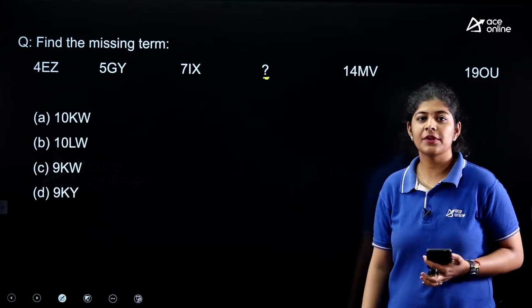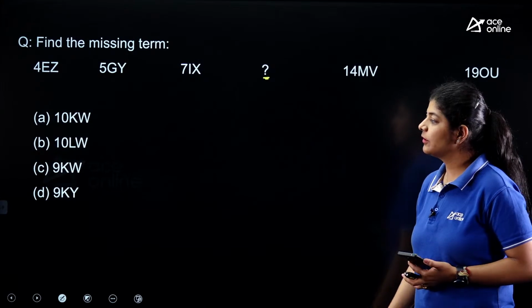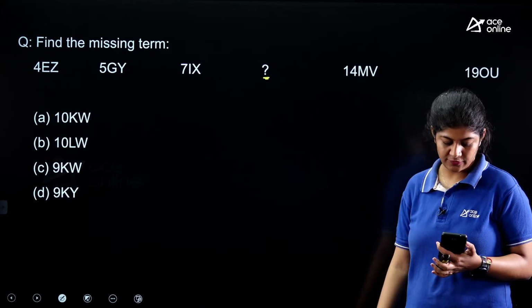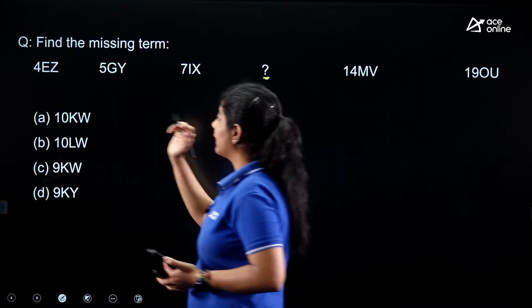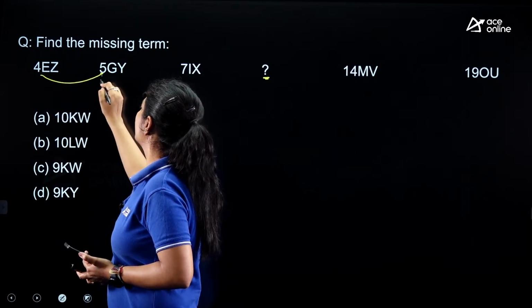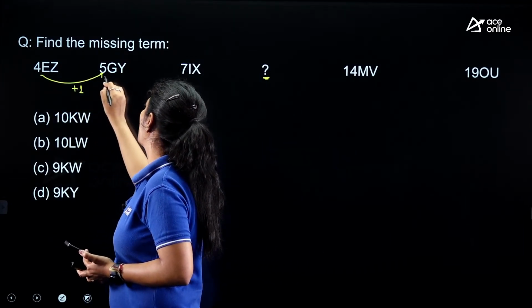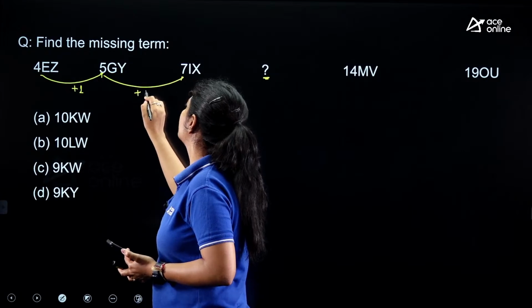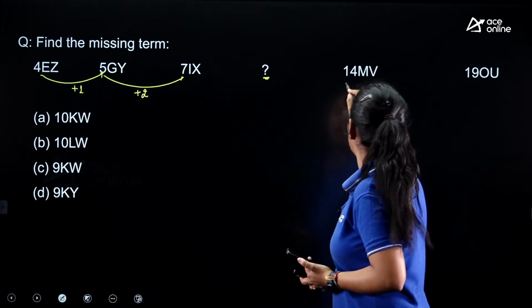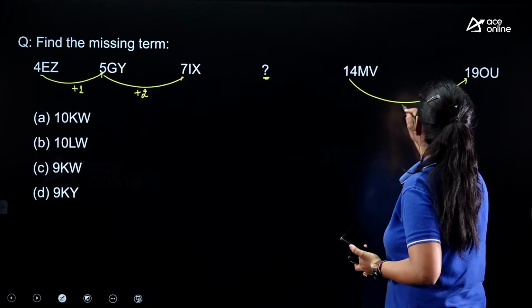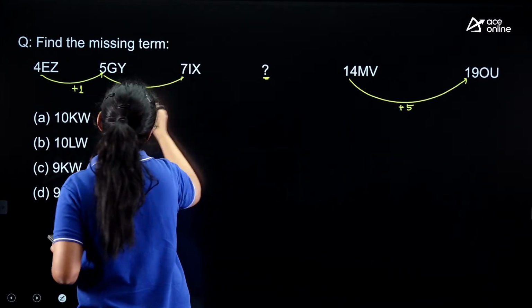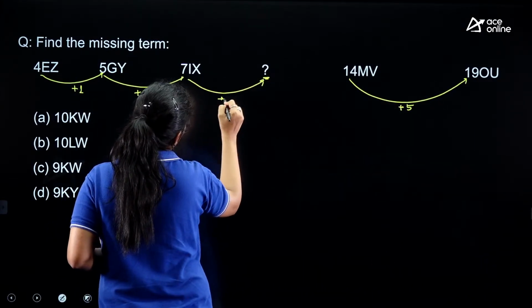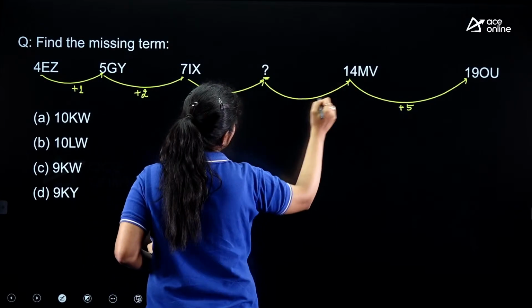Start using the elimination method. You can easily eliminate a few options out of 4. Very good, Ragla. So here what we are having is 4, 5, a gap of 1, then 7, plus 2, right? And here 14 and 19, there's a gap of plus 5. So I can assume that here I am having plus 1, plus 2, plus 3 and plus 4.